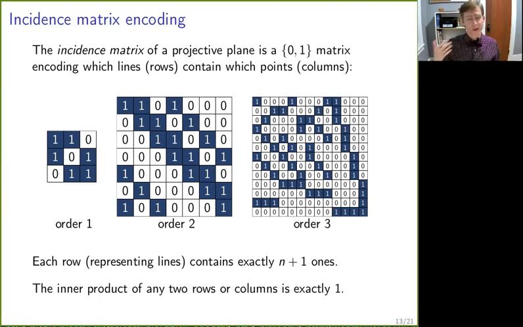Then you can check, here are 3 examples, that all of the axioms of a projective plane are satisfied. In particular, the projective axiom saying that any 2 lines meet at a unique point becomes an inner product condition. The inner product of any 2 lines is going to be exactly 1. For example, the inner product of the first 2 lines here is exactly 1 because they meet in exactly the second column and no other columns.